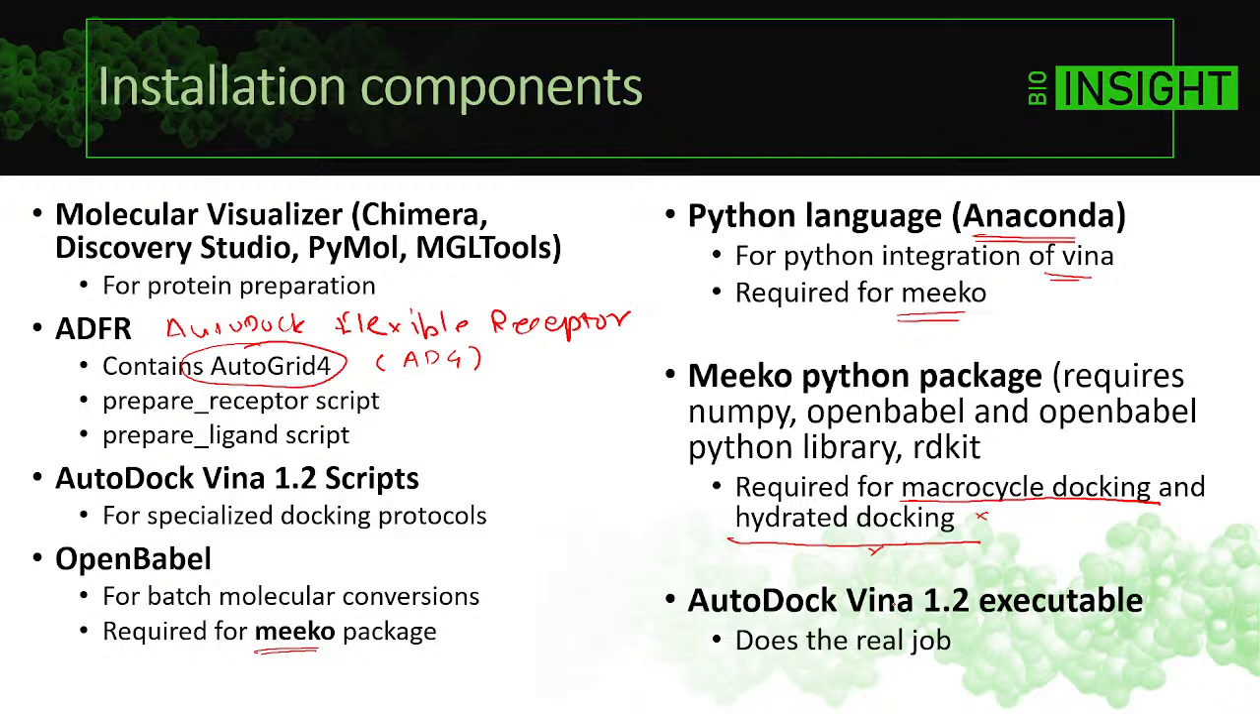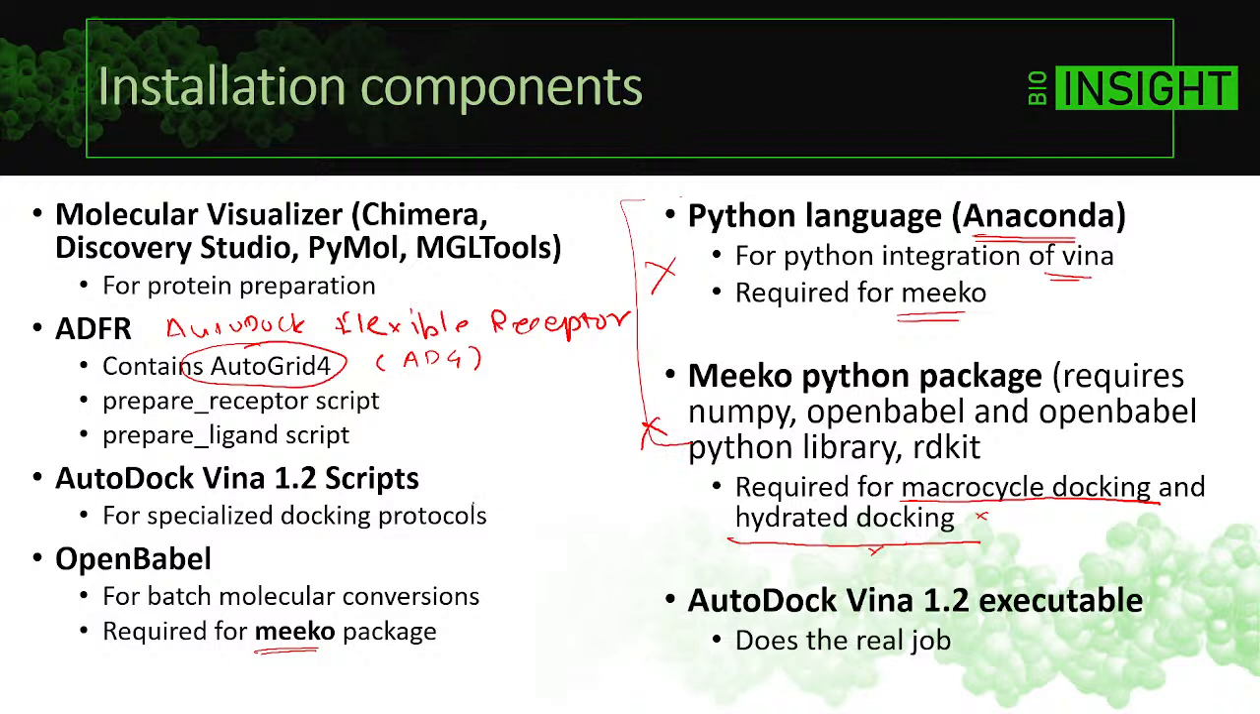Now, out of this, which is mandatory and which is optional? Well, if you are going to only perform the most basic type of docking with a few molecules or maybe several molecules, you can skip installing Python as well as this Meeko package, which will not be important if you're not going to do anything with Python programming or this other type of docking. So this can be skipped.